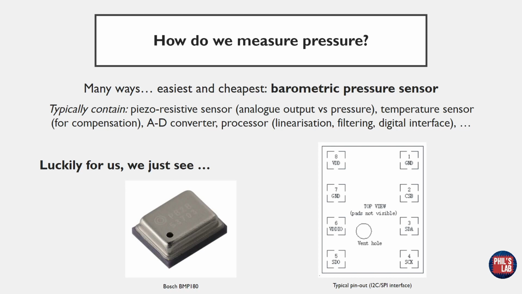To get the analog output to be digital, in most cases you'll need some sort of A to D converter, and a processor which might apply some sort of linearization, filtering, and also provide a digital interface. So there's quite a lot of things in a simple barometric pressure sensor. However, luckily for us, because we're more of a higher level design in this case, we just see a package like this. And this is a very typical and common Bosch BMP180 pressure sensor. We're going to be using something very similar, and the pinout might be something like this. We just have to apply power, so the VDD and ground pins. We can choose our interface, either I2C or SPI, and we can get digital data streams out.